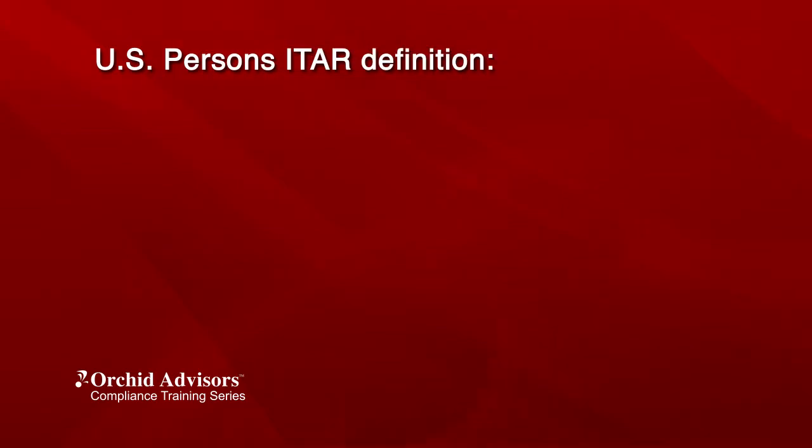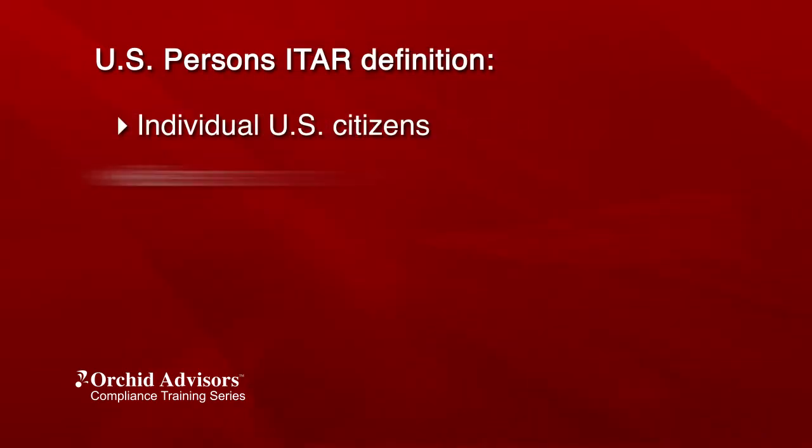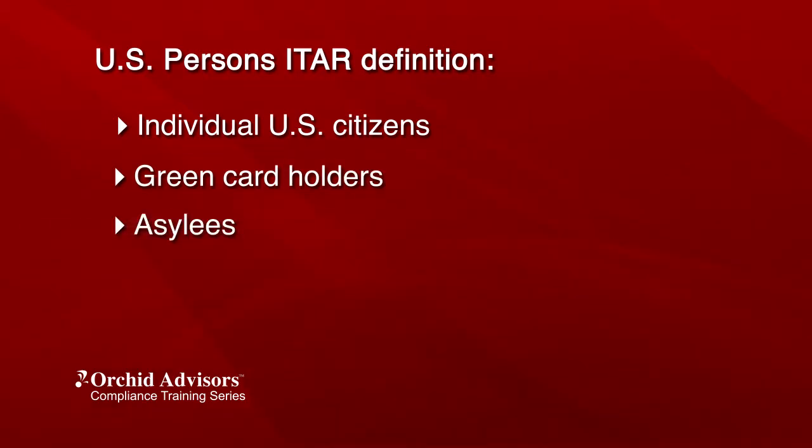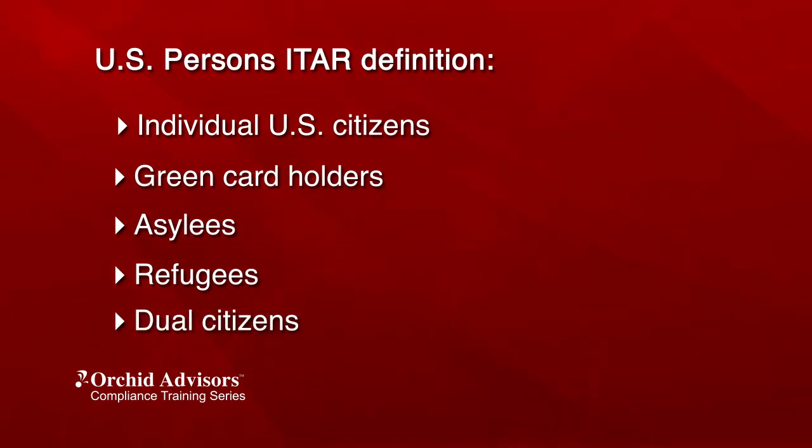U.S. persons defined at ITAR Section 120.15 include U.S. citizens, lawful permanent residents, commonly known as green card holders, asylees, and refugees. The term also includes dual citizens of the United States and another country. Foreign persons, defined at ITAR Section 120.16, include any person or entity that is not defined as a U.S. person. So what is a defense article?